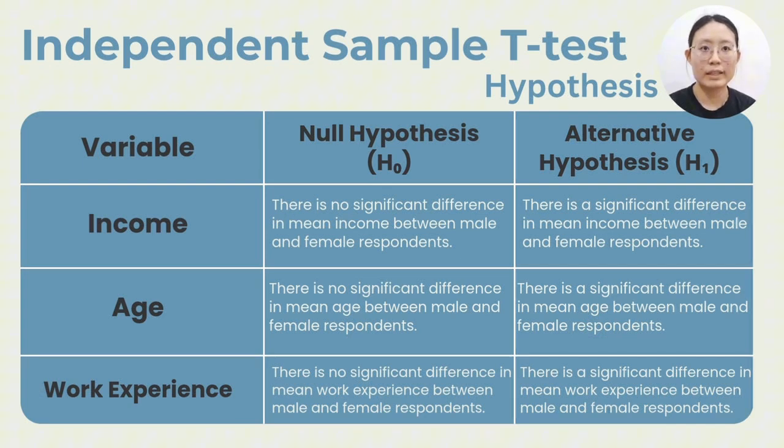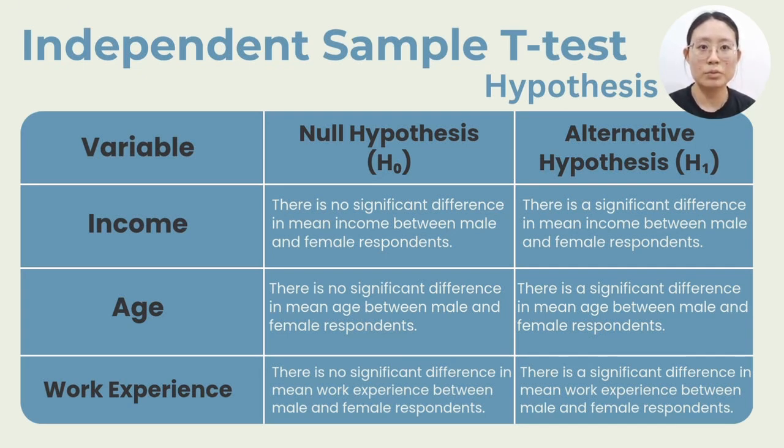Next, we develop the hypotheses for the independent sample t-test. For income, the null hypothesis states that there is no significant difference in mean income between male and female respondents. While the alternative hypothesis states that there is a significant difference.